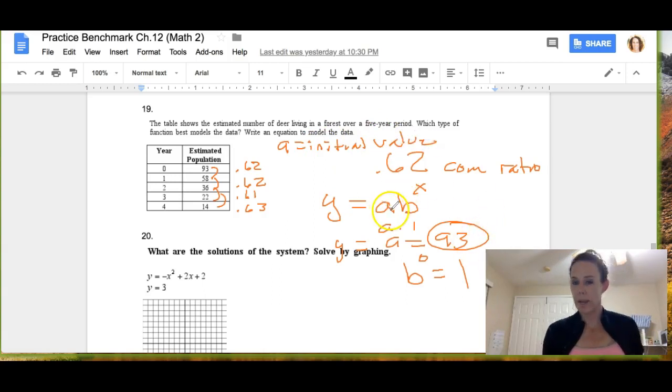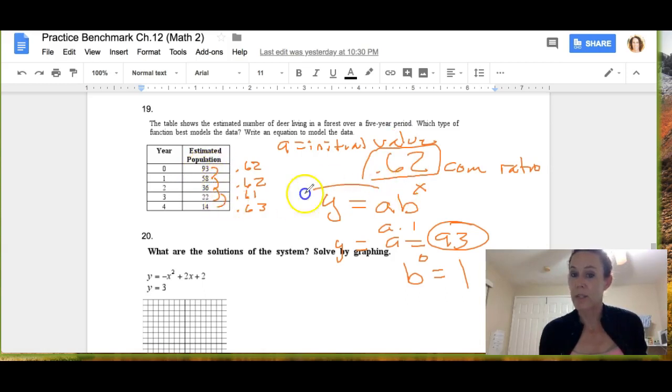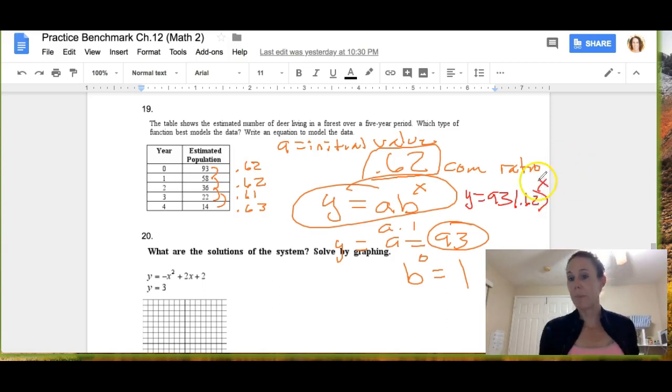Right. So I know a is 93. My base is my common ratio. I'm going to start with 93, and then multiply it by 0.62 however many times I do it. So I'm going to take my initial value of 93 and multiply it by 0.62 to the x power. That means how many times do I do it? So for 0, the first term, I do it 0 times, this becomes 1, and I just get 93.